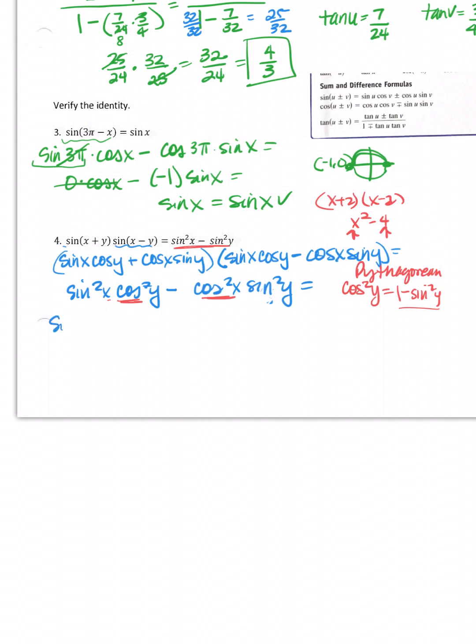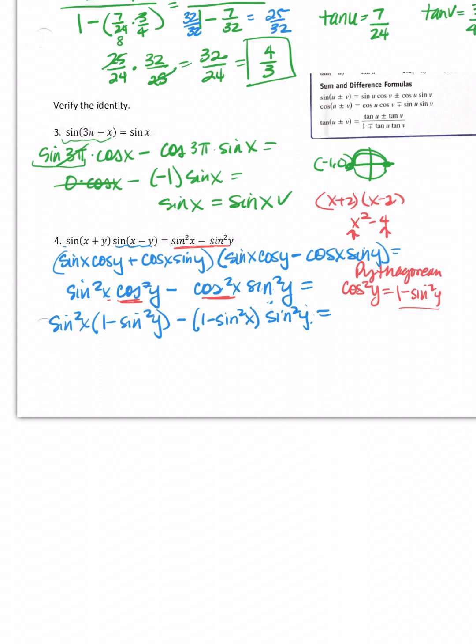Okay, so I have sine squared x times 1 minus sine squared y, minus 1 minus sine squared x times sine squared y. Oops, don't need a parenthesis there. My apologies. All right, got some cleanup work to do here.